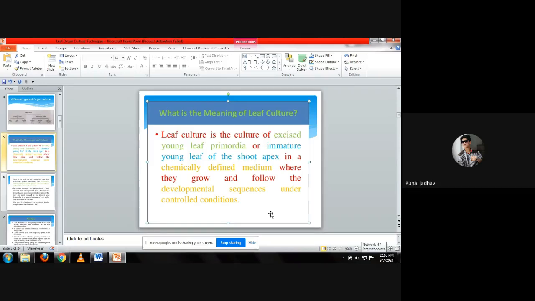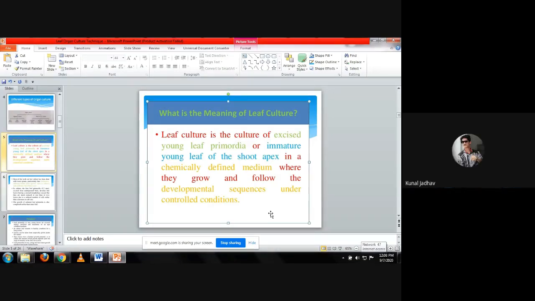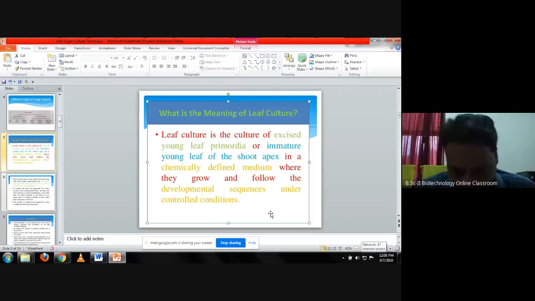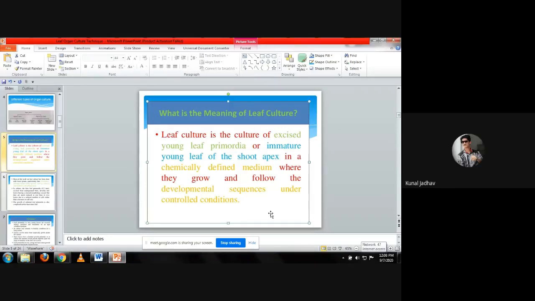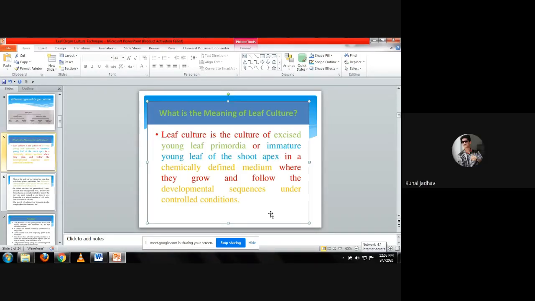Now, primordia means the tip of the leaf. Why are they taking the tip of the leaf? Can anyone tell me? Or only immature leaf? Why? Because the growth rate is high there. Due to what? Due to the presence of meristematic tissue.